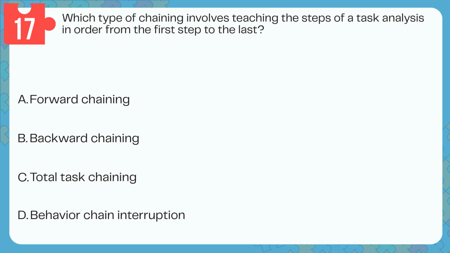Question 17. Which type of chaining involves teaching the steps of a task analysis in order from the first step to the last? A. Forward chaining. B. Backward chaining. C. Total task chaining. D. Behavior chain interruption.